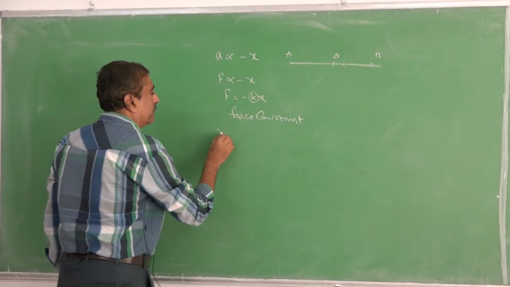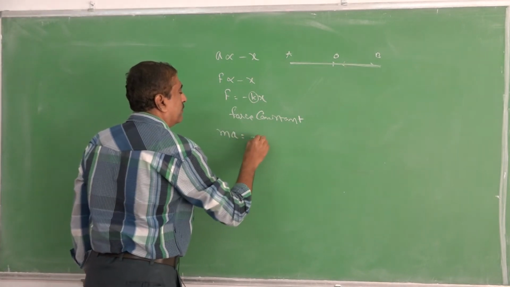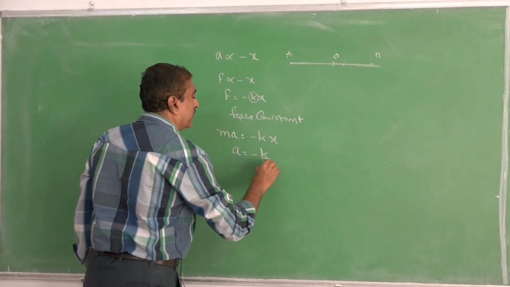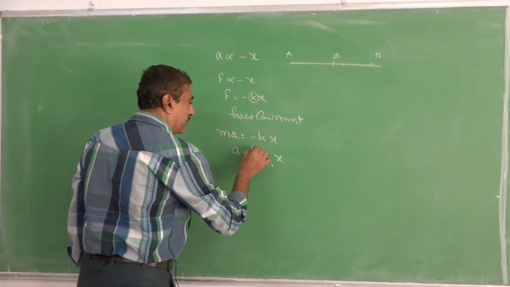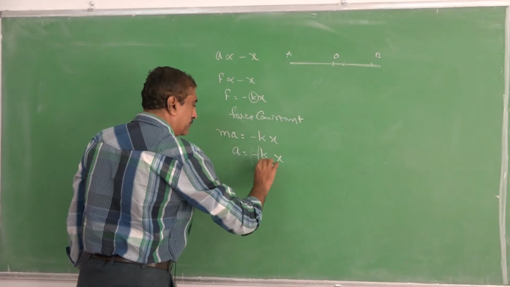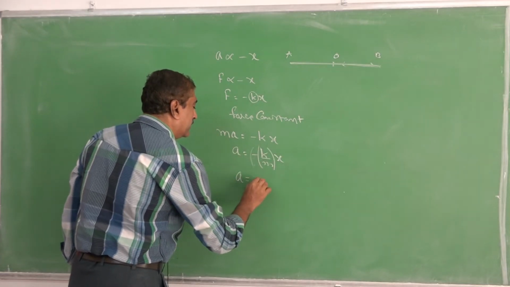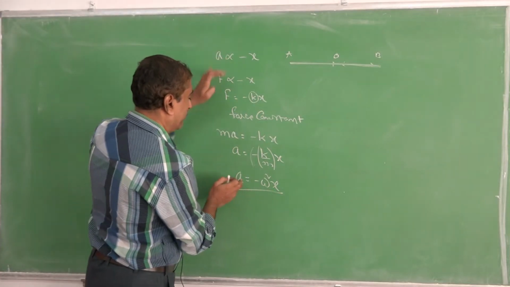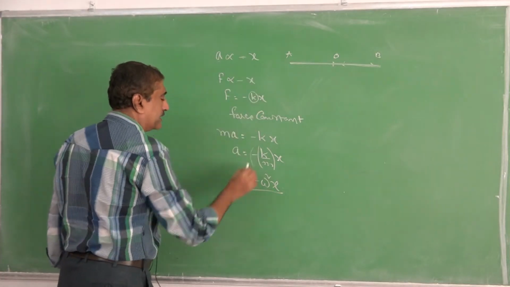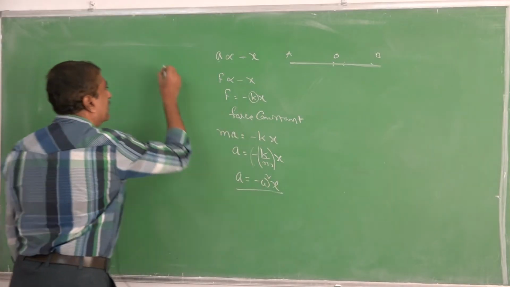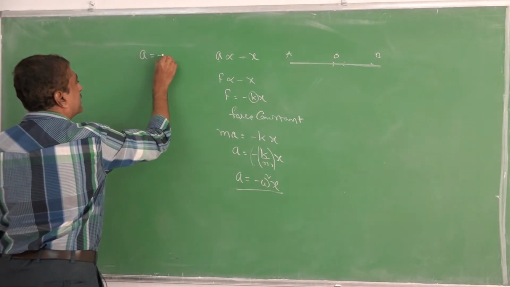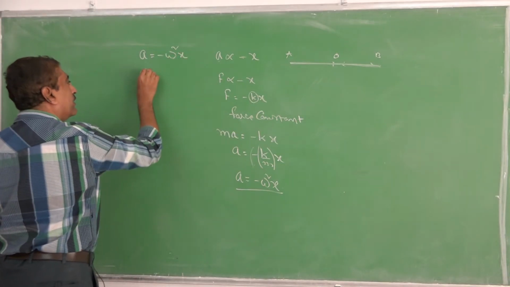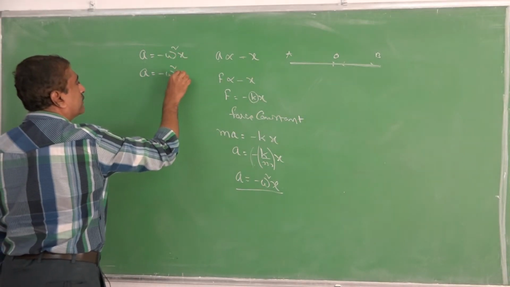Now, F is equal to ma, so ma is equal to minus kx. So a is equal to minus k by m times x. If we take k by m as a constant omega square, then a is equal to minus omega square x. Comparing, a is proportional to minus x, and a is equal to minus omega square x. To represent an SHM, we always write a is equal to minus omega square x, or a is equal to minus omega square y.